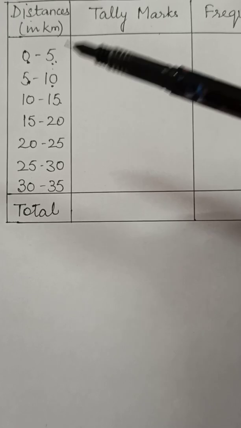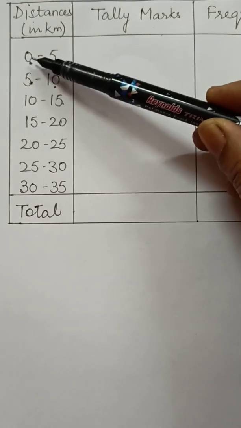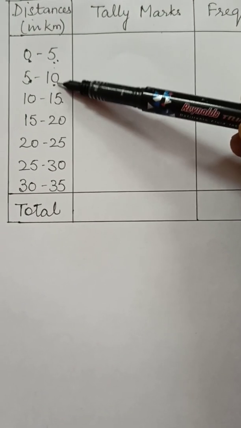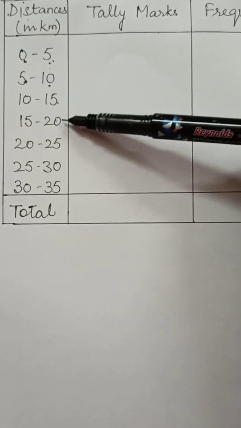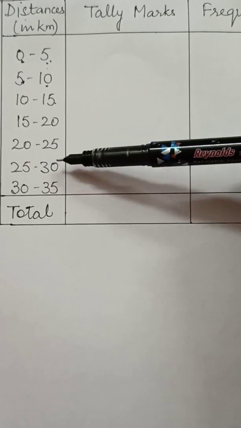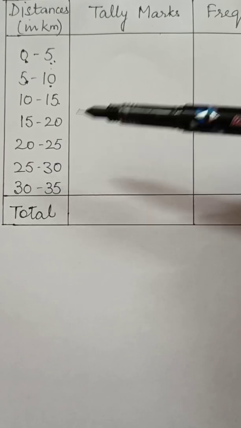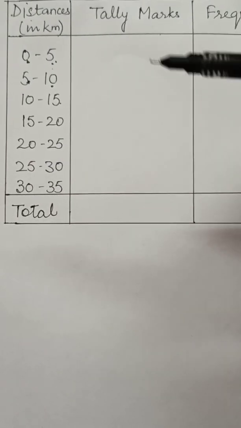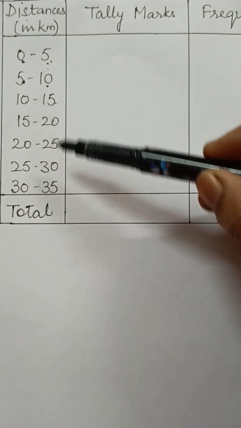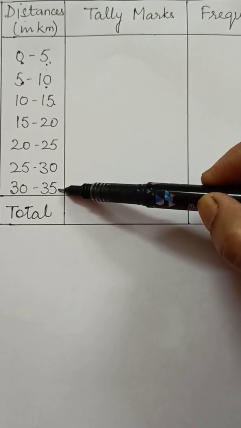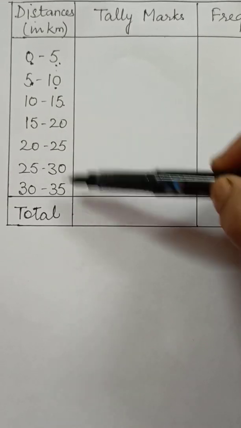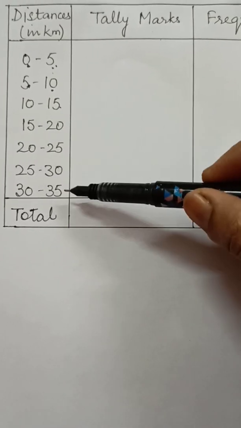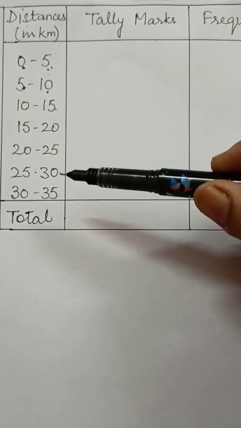In exclusive data, these are the classes here: 0 to 5, 5 to 10, 10 to 15, 15 to 20, 20 to 25, 25 to 30, 30 to 35. These are the classes. And here each class has the class size 5. So this is the continuous class and the class size of each class is 5.